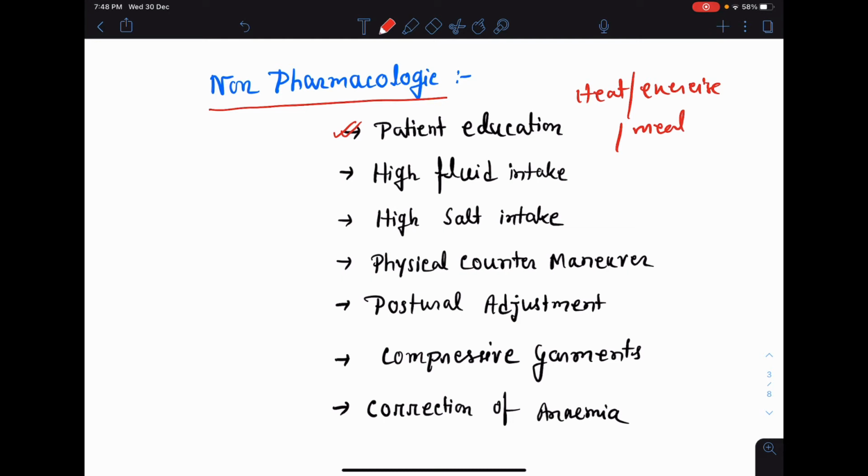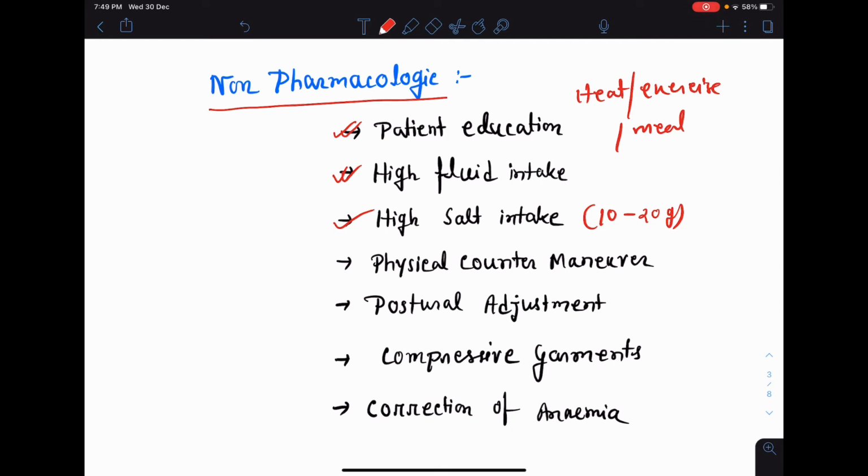And we should advise high fluid intake, so that the urine output is maintained at 1.5 to 2.5 liters per day. High salt intake: we can advise up to 10 to 20 grams of salt per day.